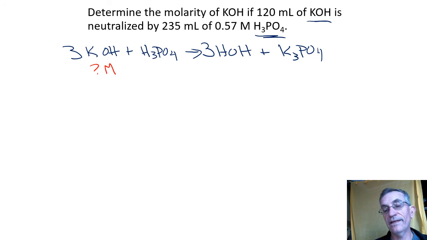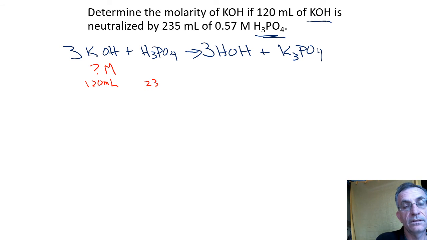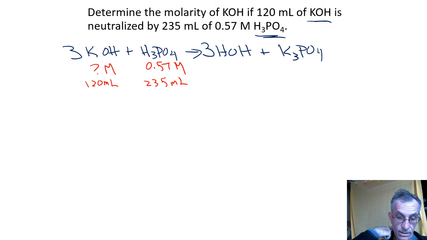If 120 milliliters of KOH, that's how much we used, is neutralized, reacts with, another way of saying that, 235 milliliters of 0.57 molar sulfuric acid. All right, so we have one molarity. We're looking for the other one. You do need to know the volumes of both.